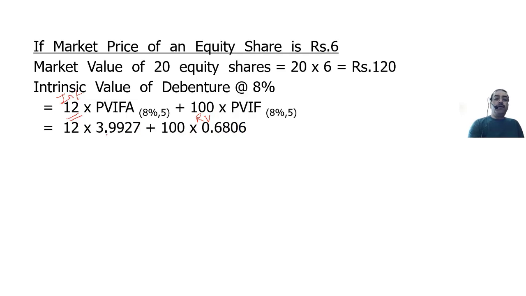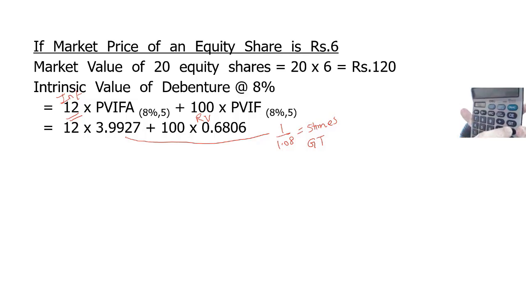Now, how to calculate 3.9927? How to calculate this figure? 1 divided by 1 plus k, that is 1.08, equal to function 5 times. Then there is a GT function on your calculator. You can see? Okay. So press the GT function: 1 divided by 1.08, equal to function 5 times. Press the GT function and you will get 3.9927.